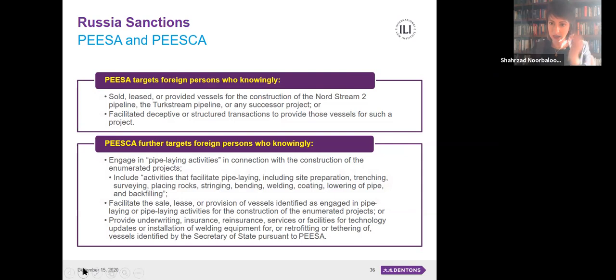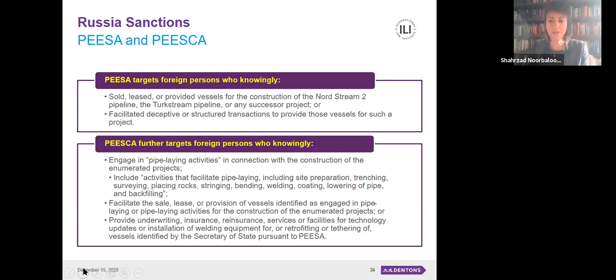Also related to these energy export pipelines is PESA, which was enacted in 2019. PESA requires the president to impose blocking sanctions on foreign persons determined by the Secretary of State in consultation with the Secretary of Treasury to have knowingly sold, leased, or provided vessels for the construction of the Nord Stream 2 pipeline, the Turk Stream pipeline, or any successor project, or facilitated deceptive or structured transactions to provide those vessels for such a project. The corporate officers and principal shareholders of any company owning vessels that are engaged in pipelaying at depths of 100 feet or more below sea level for the construction of these projects can also face visa denials and be prohibited from entering the United States.